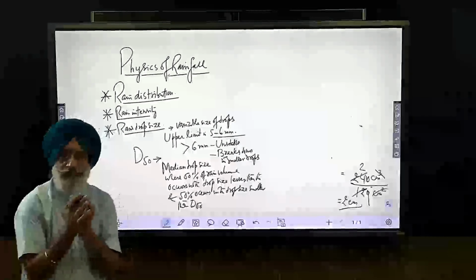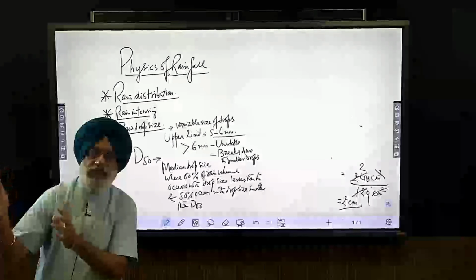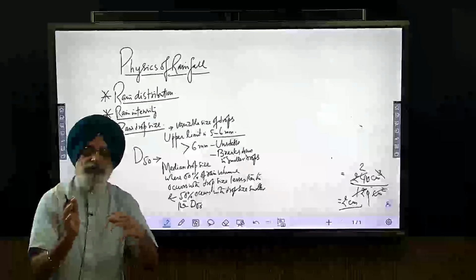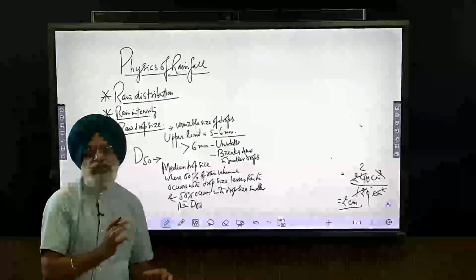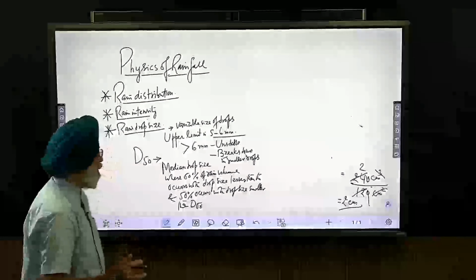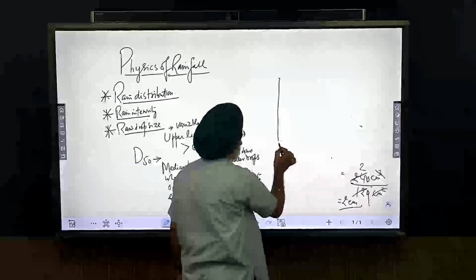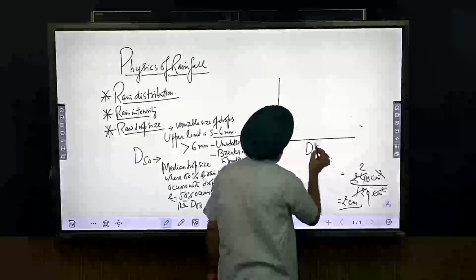So if a particular rainstorm has more number of bigger drops, D50 will be higher. If any rainstorm has more number of smaller drops, D50 will be lower. And then this D50 has a direct relation with your rain intensity.